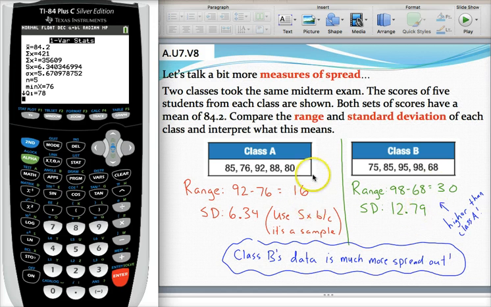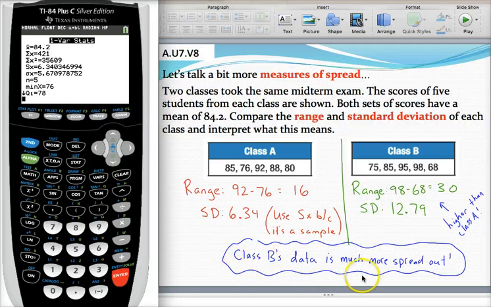Well, comparing these two classes then, here's what we're seeing. The spread, the range of your data, the standard deviation also describes that range, is much higher in Class B, meaning Class B's data, even though it had the same middle, the same mean, was much more spread out. There was much more variance, or much more difference, from the high and the low score.